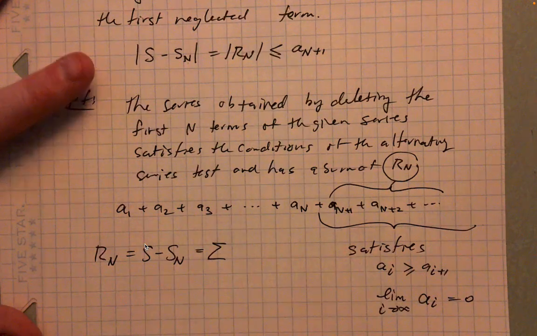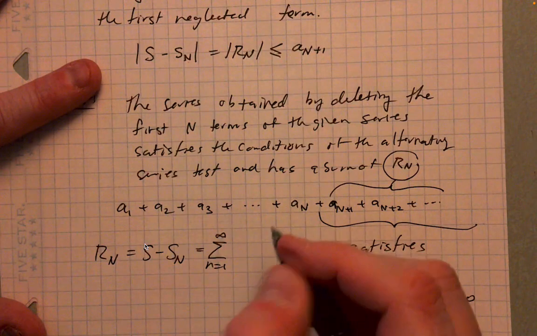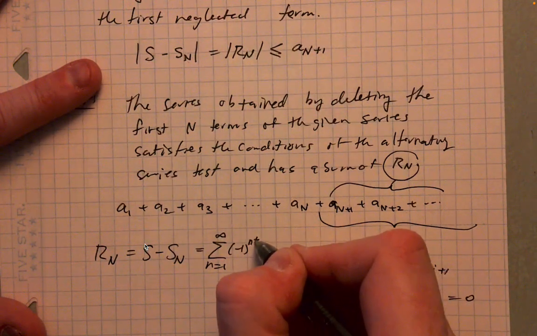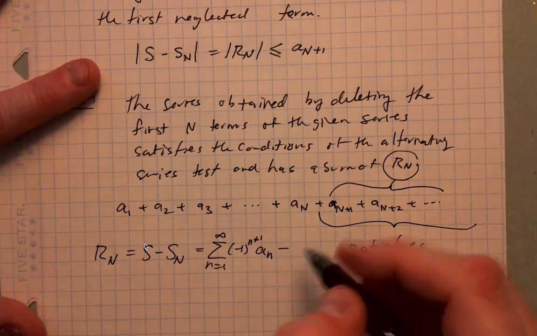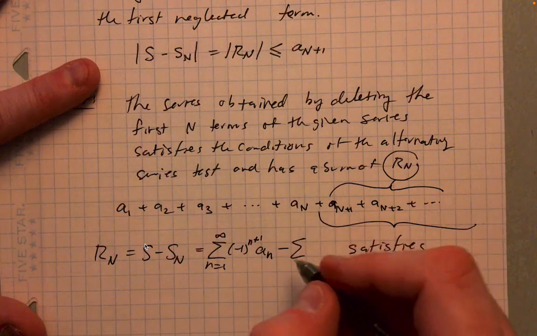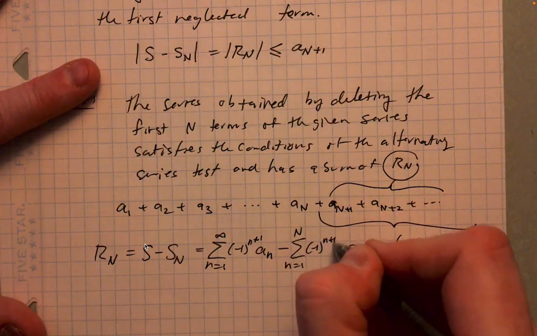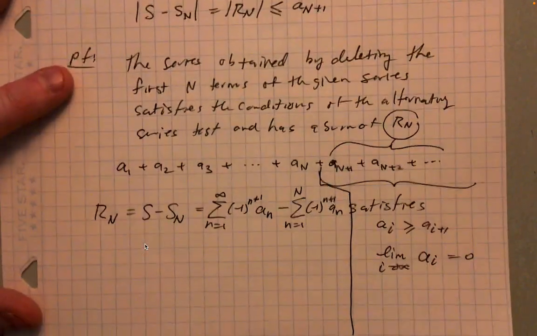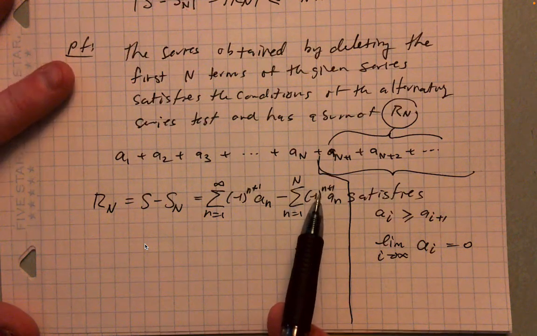We can break these things down. So this would be the sum from n equals 1 to infinity of negative 1 to the n plus 1 times a of n, and then minus the sum where n is equal to 1 up to n of negative 1 to the n plus 1 times a of n. Sorry, I should have probably done this in a separate page. That's okay. So this is just s, and this is the nth partial sum of s. Okay, no problem. Let's write it out.